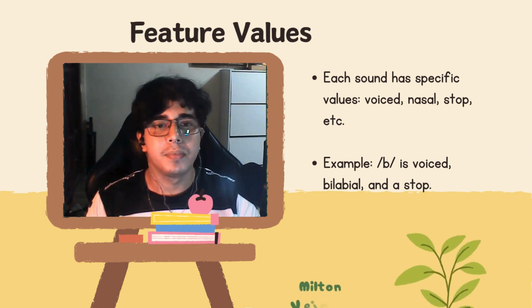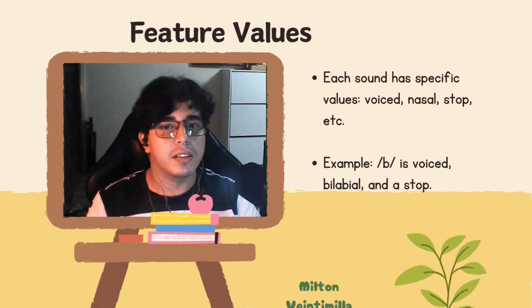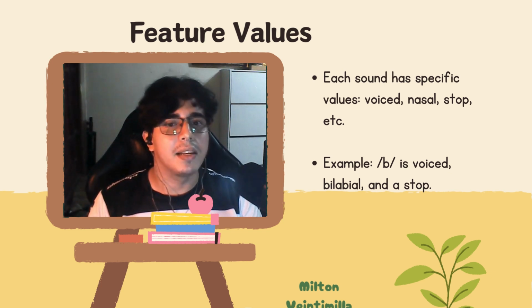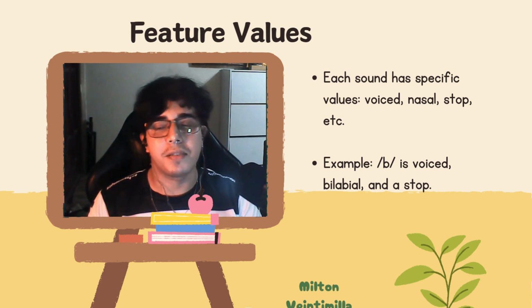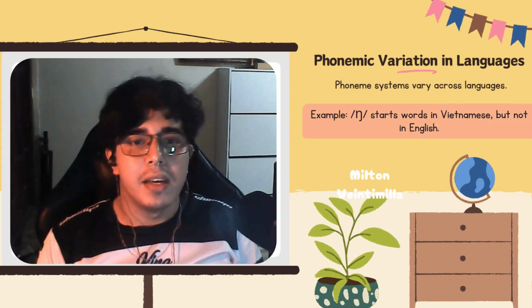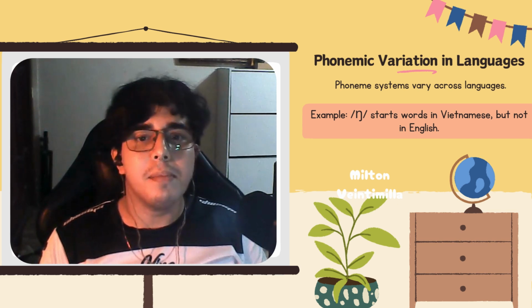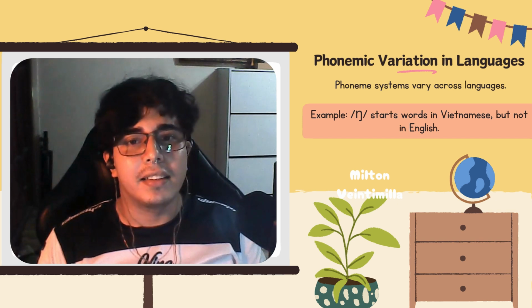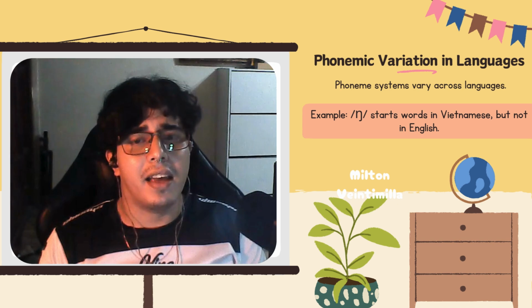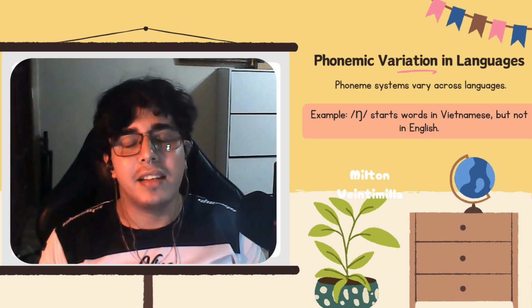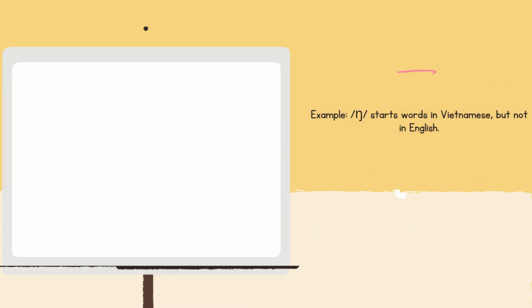Feature values. Each sound has feature values like voiced, voiceless, nasal, stop, etc. For example, b is voiced, bilabial, and stop. These values help us classify phonemes. Phonological variation in language. Phoneme systems change across languages. For example, in Vietnamese, the sound ng can start a word, but in English it cannot. Each language has different phonological rules.